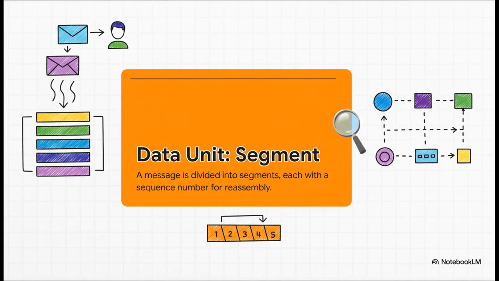And those little numbered pieces we've been talking about, well, they get their first official name on this journey. They're now called segments. Our data is starting to get its travel documents in order.